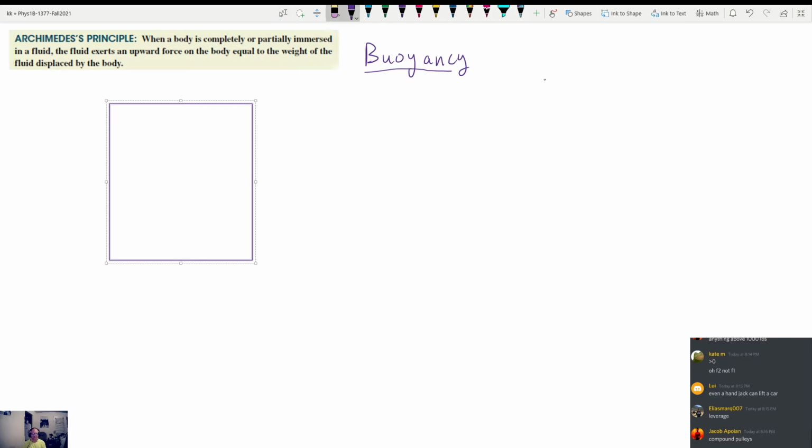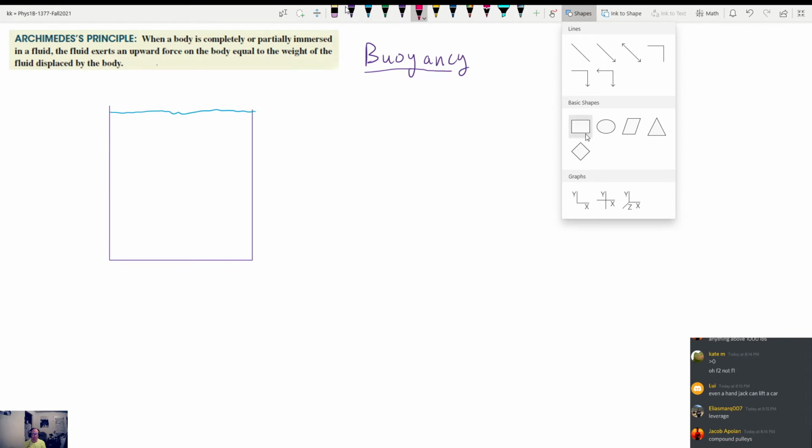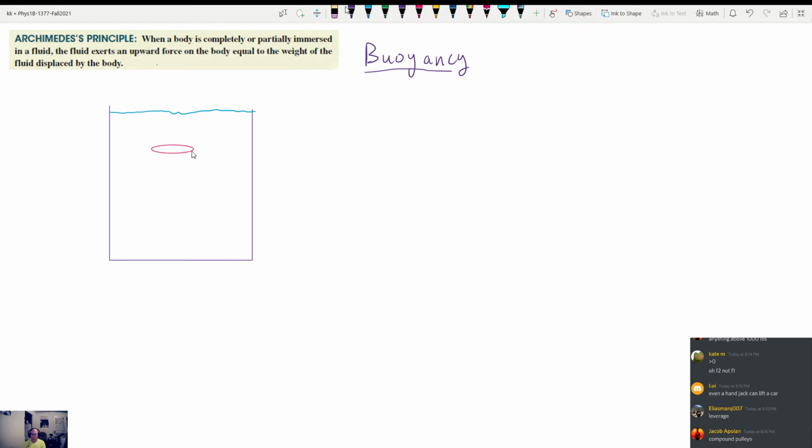So we're going to start off with a container of a fluid. So we got a container. And within this container, we are going to put an object. And let's say the object that we put in here is a piece of wood. So here's our piece of wood. It's going to be like a cylinder again. This will be very similar to the variation of pressure with depth derivation that we did, but we're going to focus just upon the force of buoyancy.